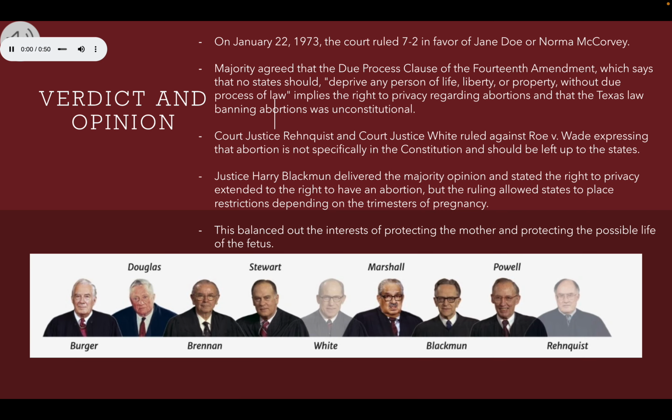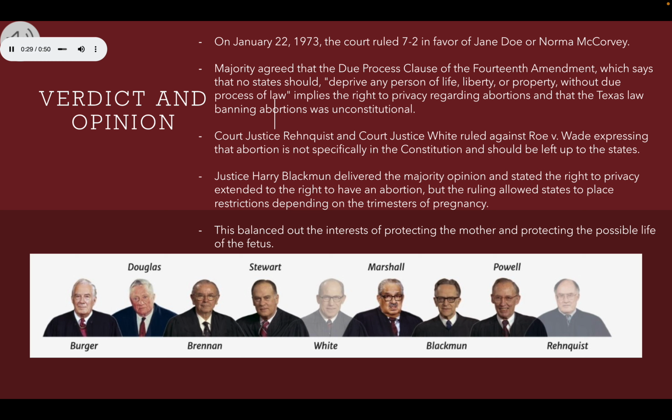On January 22nd, 1973, the majority ruled 7-2 in favor of Roe. The majority agreed that no state should deprive any person of life, liberty, or property without due process of law. And this applies to abortion and banning abortions overall. Justice Rehnquist and Justice White ruled against Roe v. Wade, expressing that abortion is not specifically mentioned in the Constitution and should be left up to the states, not on the federal level.